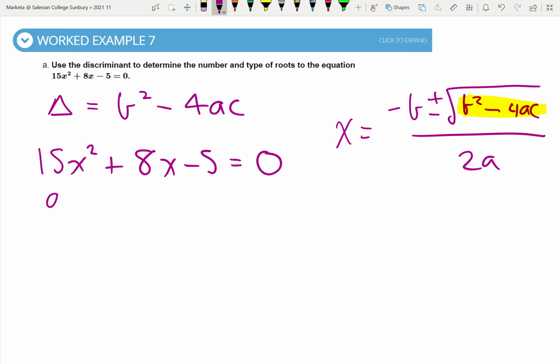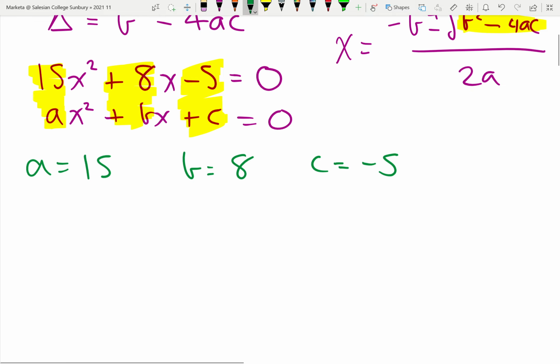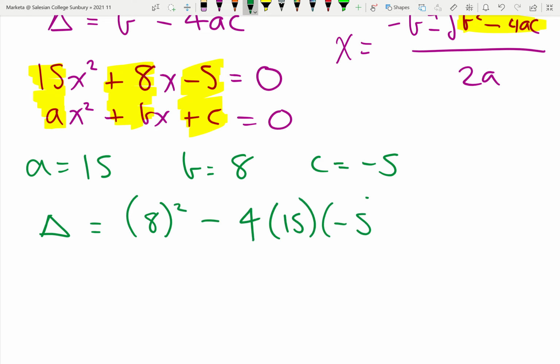And I'm going to put ax squared plus bx plus c equals 0. And what this then shows us is that a equals 15, b equals 8, and c equals neg 5. So I'm just going to write them here so we can easily see. And then I can put that in to discriminant equals b squared minus 4 times a times c.